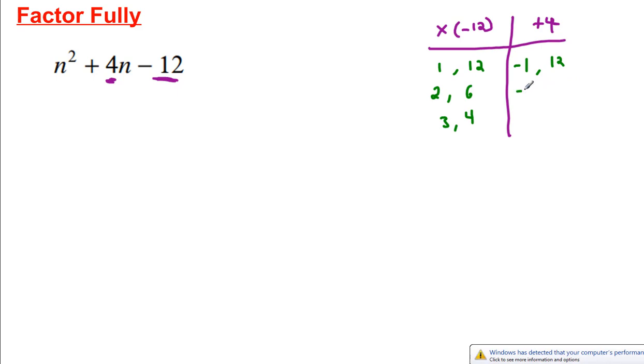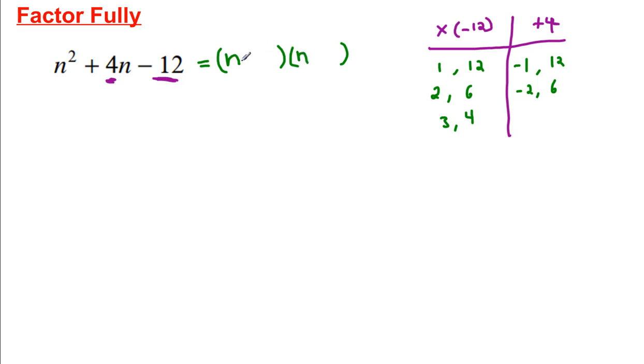What if I had negative 2 and 6? Oh, that adds to 4. Good. So that must be it. So let's draw this in. We know we got to have an n here and an n here, and we're going to have a minus 2 and a plus 6. So our two numbers, negative 2 and positive 6, multiply to be negative 12, and they add to positive 4. And if we FOIL all this out, we'll get back to where we started.